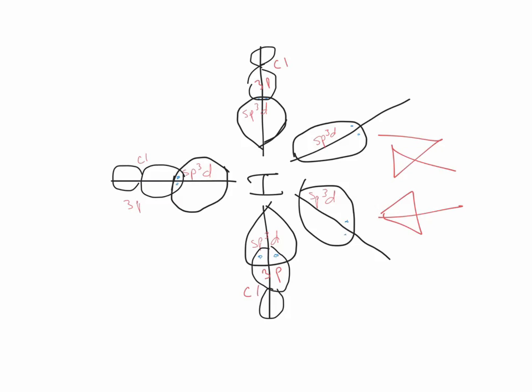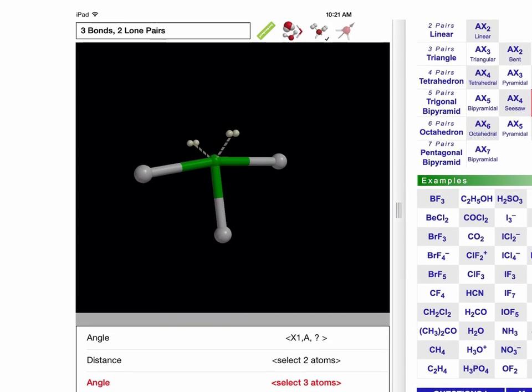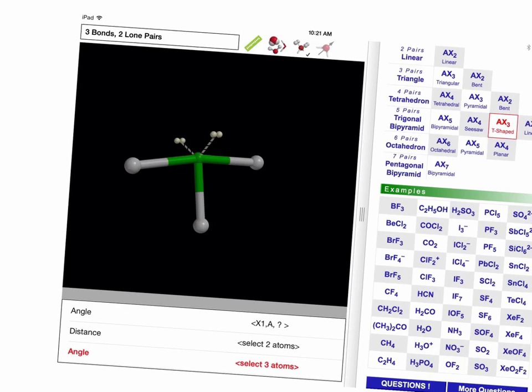And here are some 3D models that show what I am talking about. This one right here is T-shaped and it has the two lone pairs.